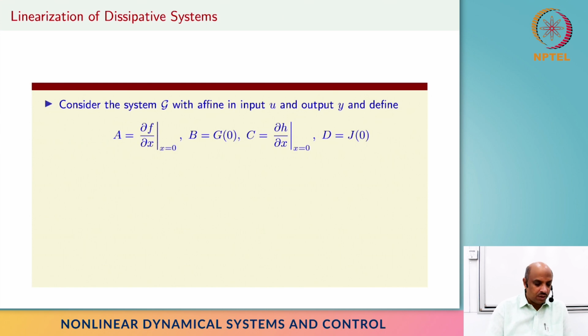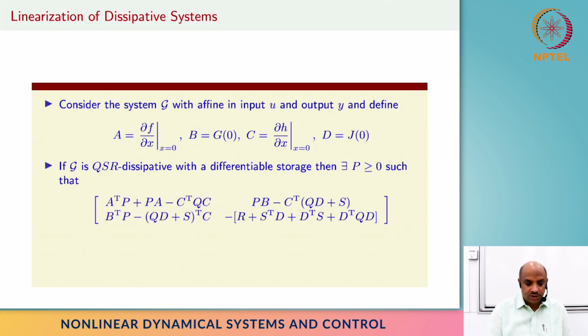The specific results one can refer to the book by Haddad and Chellaboina. But basically, if we pick A to be the Jacobian, B to be g of 0, C to be the derivative of the output function, and D to be j of 0, then what is not surprising at all is that if the original nonlinear system is QSR dissipative with a differentiable storage function, then we can guarantee that there exists a non-negative definite P, unlike the standard expressions where we are guaranteed to have P positive definite. Here we can only guarantee P greater than or equal to 0 such that this inequality is satisfied.